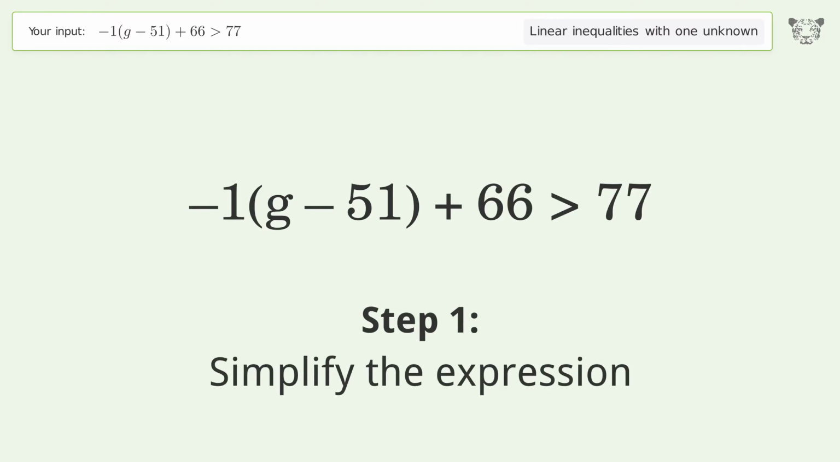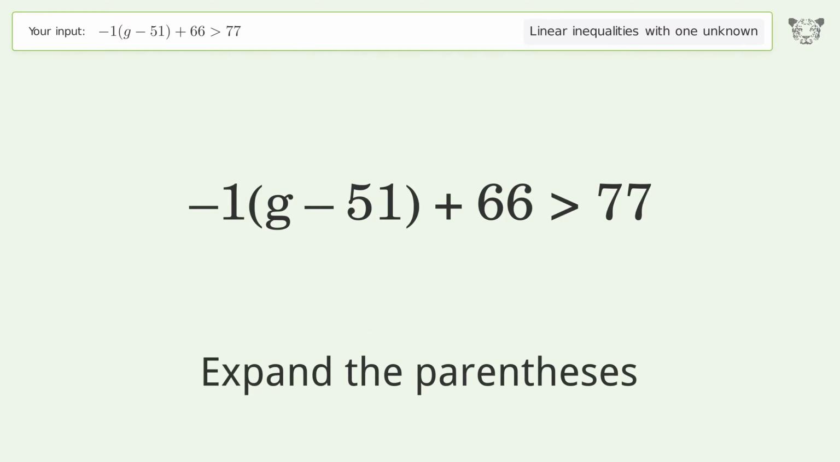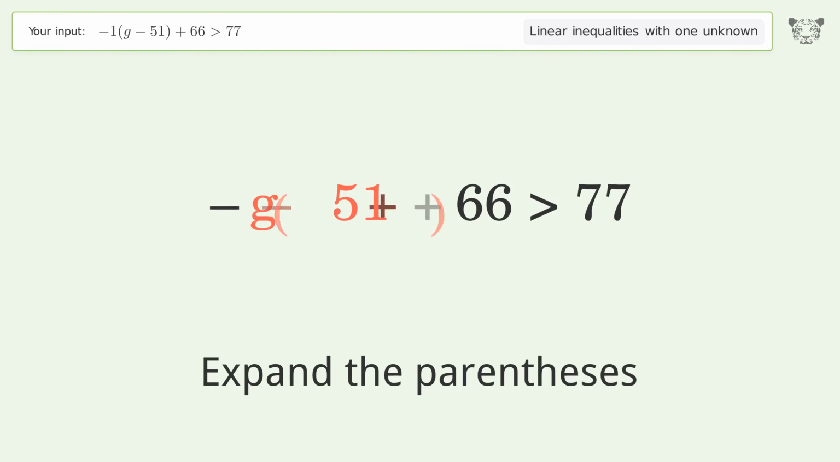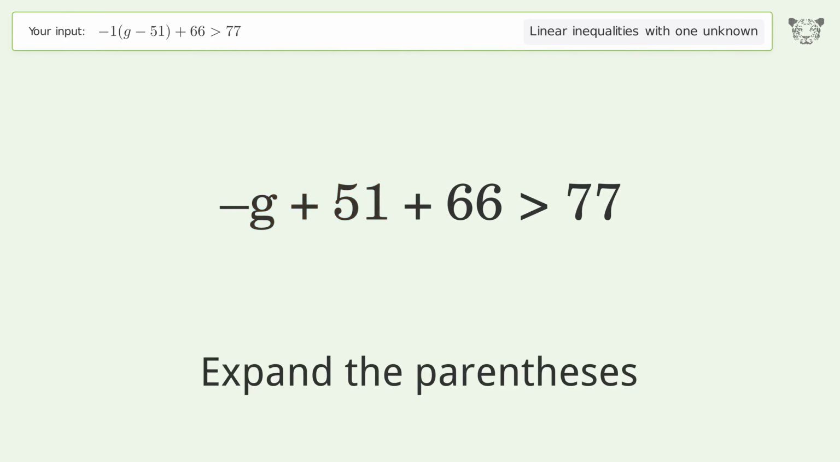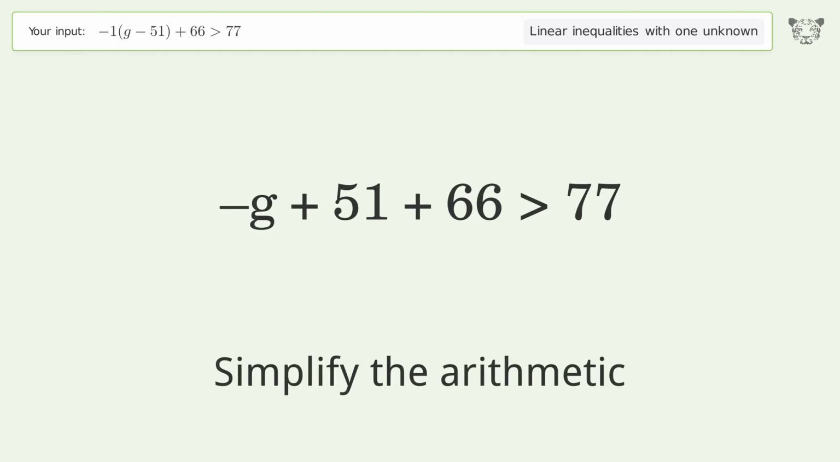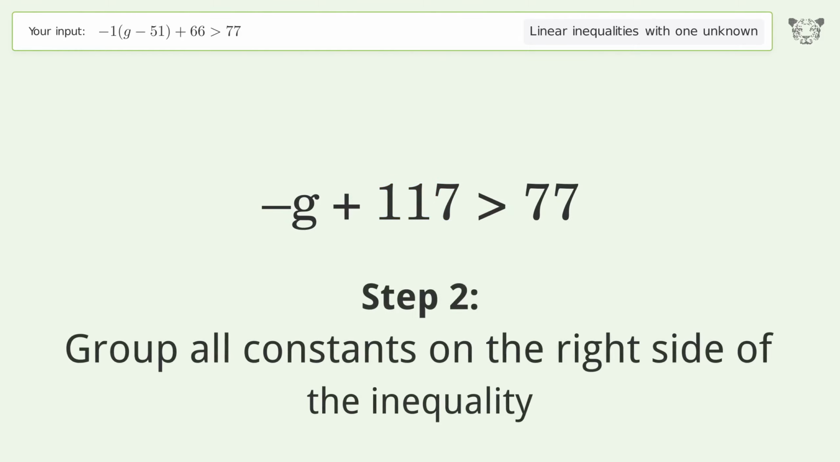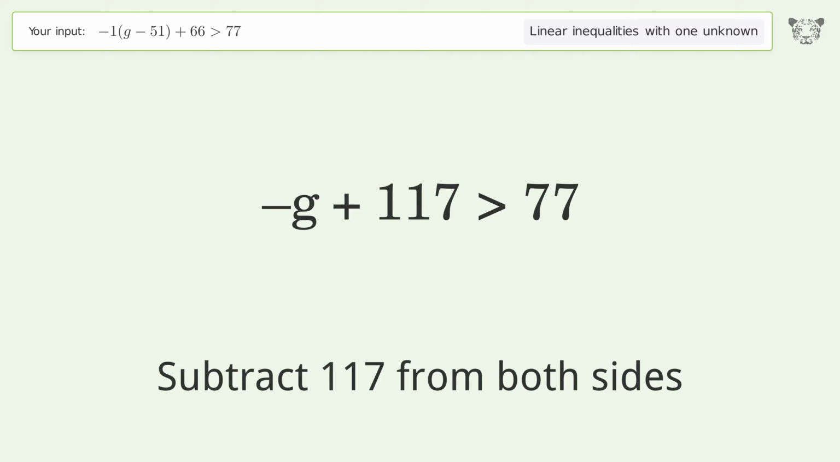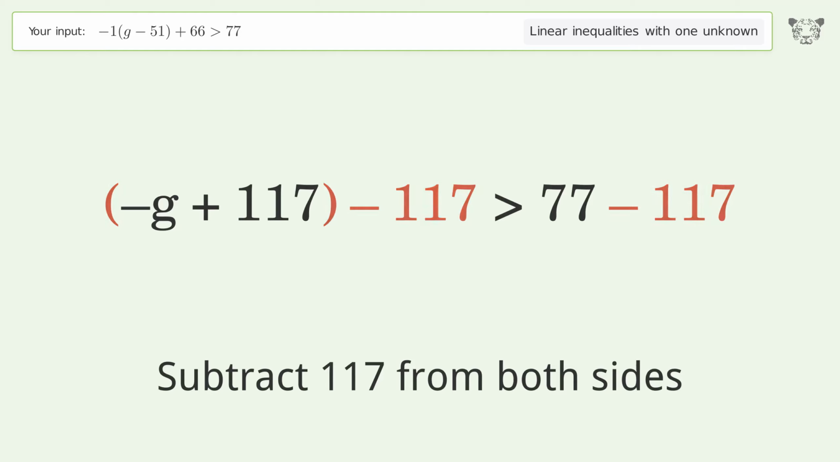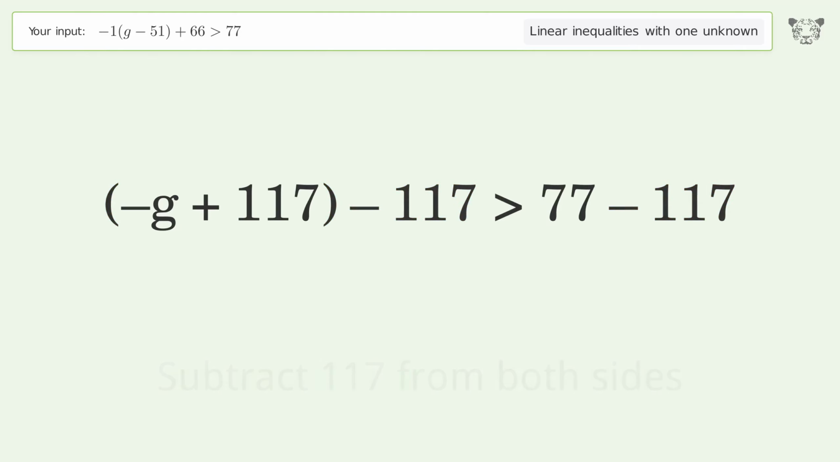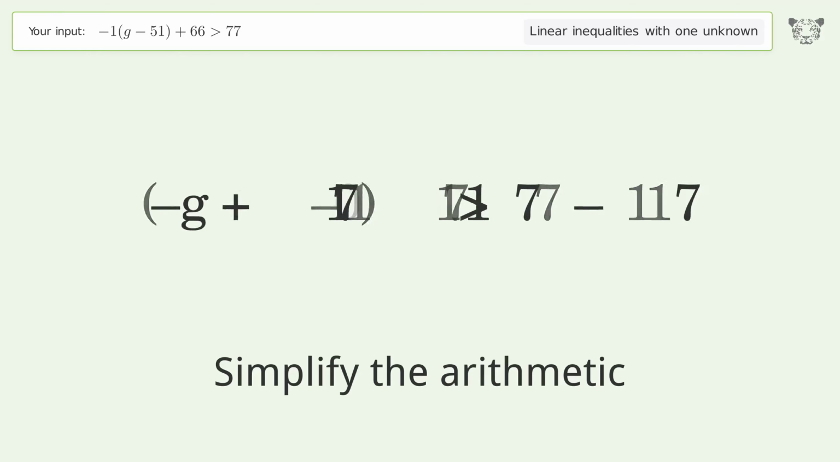Simplify the expression. Expand the parentheses. Simplify the arithmetic. Group all constants on the right side of the inequality. Subtract 117 from both sides. Simplify the arithmetic.